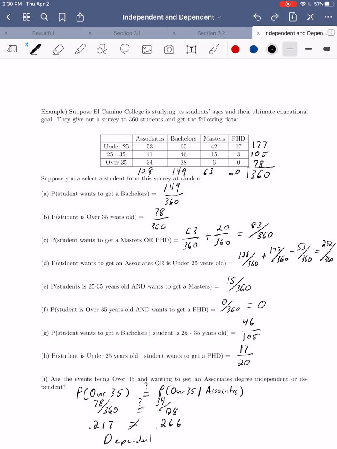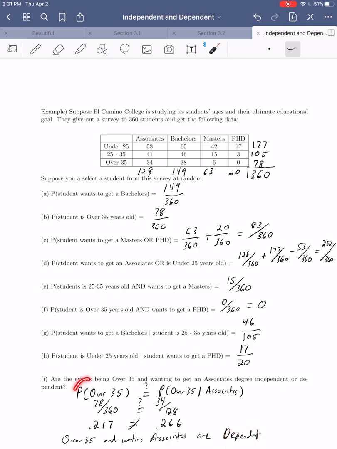Let me rephrase that just a little bit to make it clearer. This would mean that being over 35 and wanting an associate's are dependent. If these two things had come out equal to one another, then we would say that they are independent. What does this actually mean here?